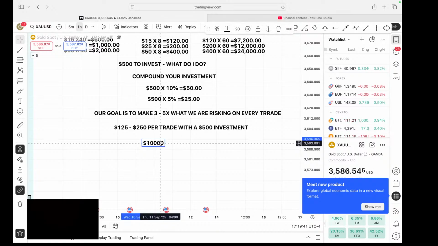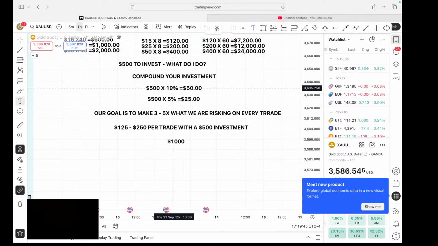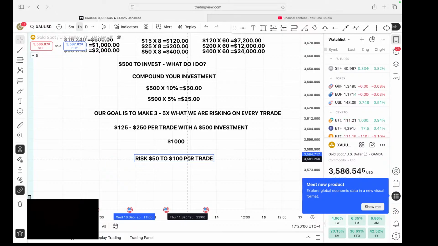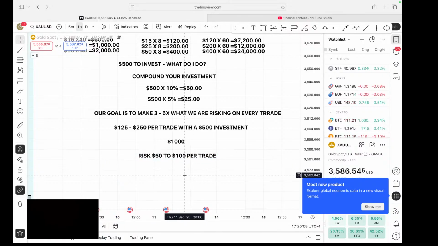That's 10,000. And I don't want this to be too long. I ain't gonna harp on this, but like now we're gonna risk 50, or we already know what we'll make with that. We're gonna risk 50 to 100 per trade, right? And again, our goal is to 3x or 5x our risk every time.